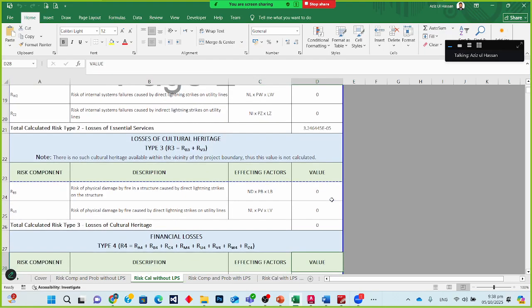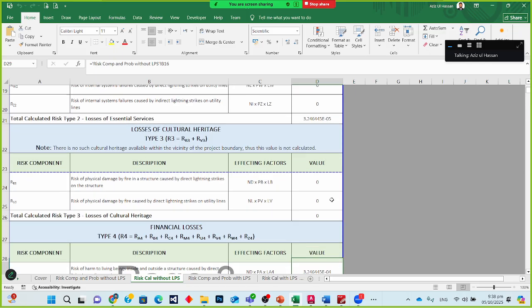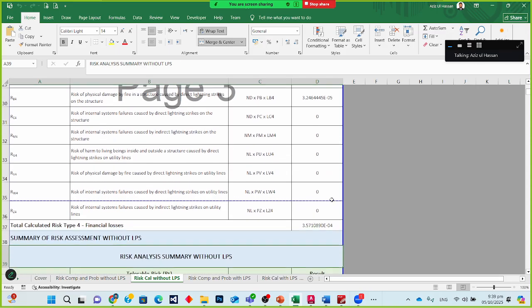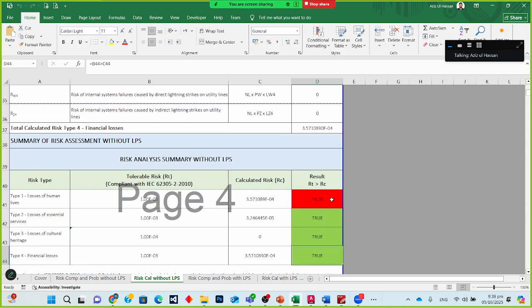Then for R3, this loss is related to heritage losses, and it is due to the line present in the area. For the area where I am calculating these losses, there is a node transmission line passing through this PV area, the solar plant. So that's why these are zero values. For that, these are the risks available.